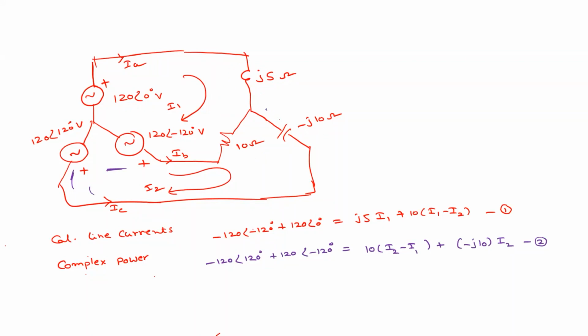If you solve this, I have some answers. You can solve it at your home. I1 will be 56.78 amperes, with no angle here, and I2 is 42.75 at an angle 24.9 amperes. These are the solutions for this.